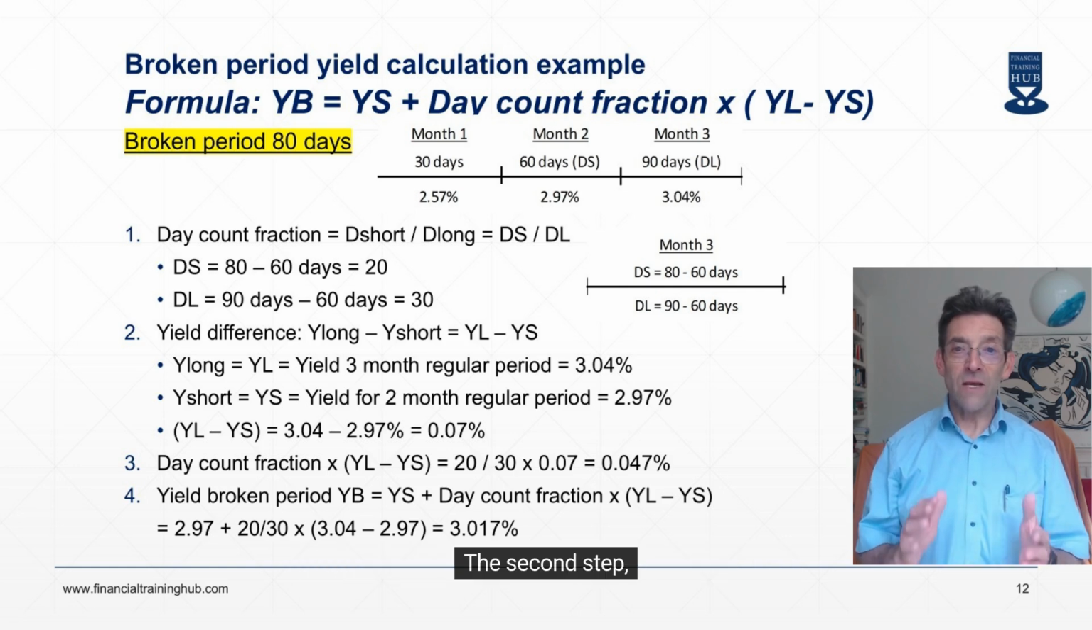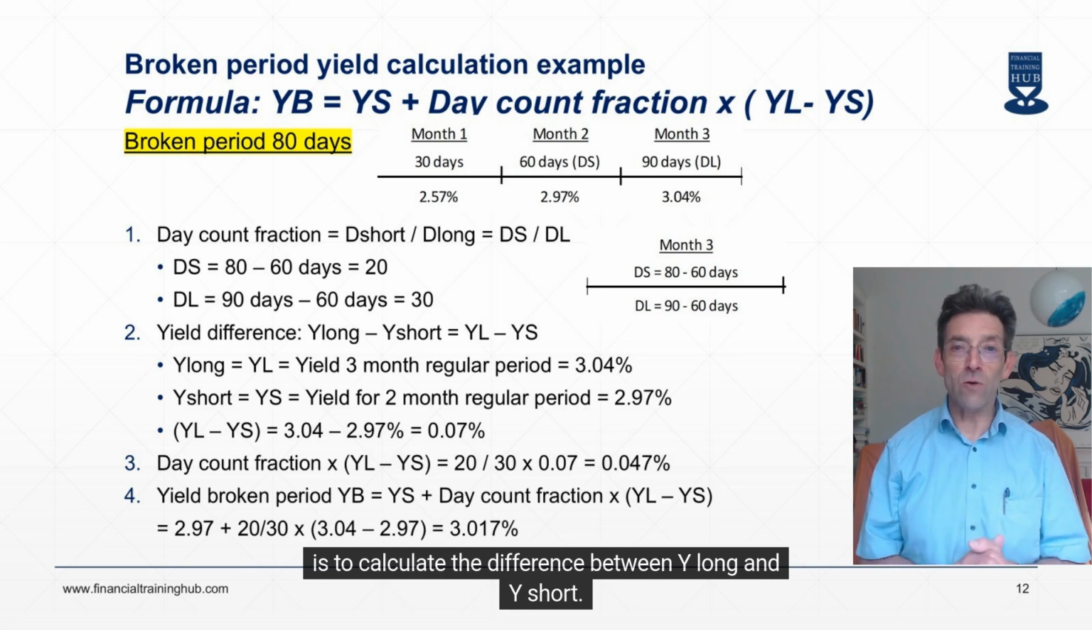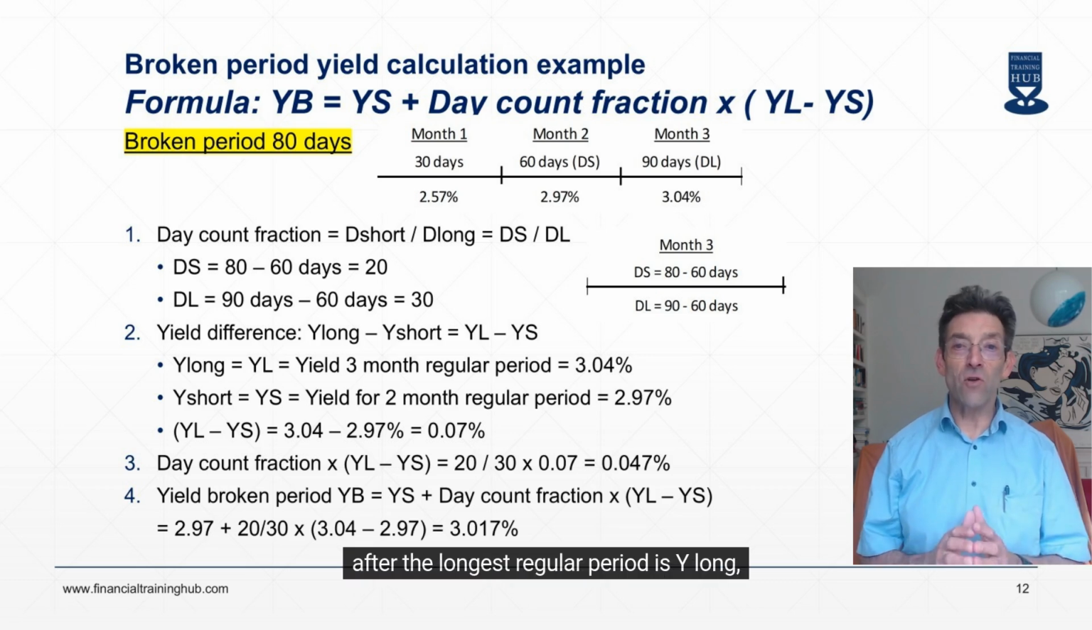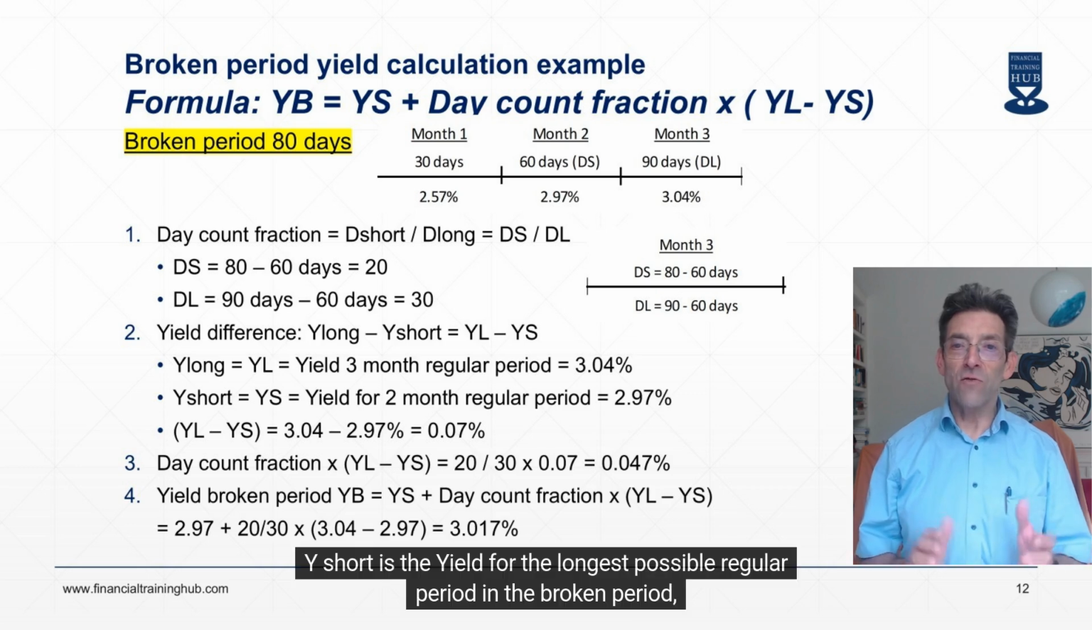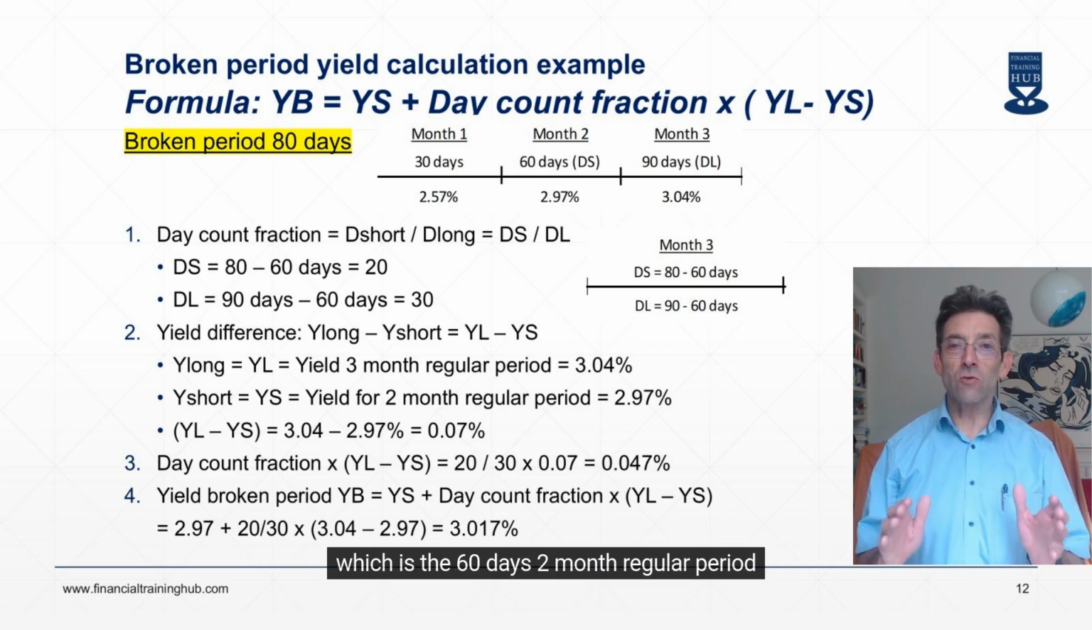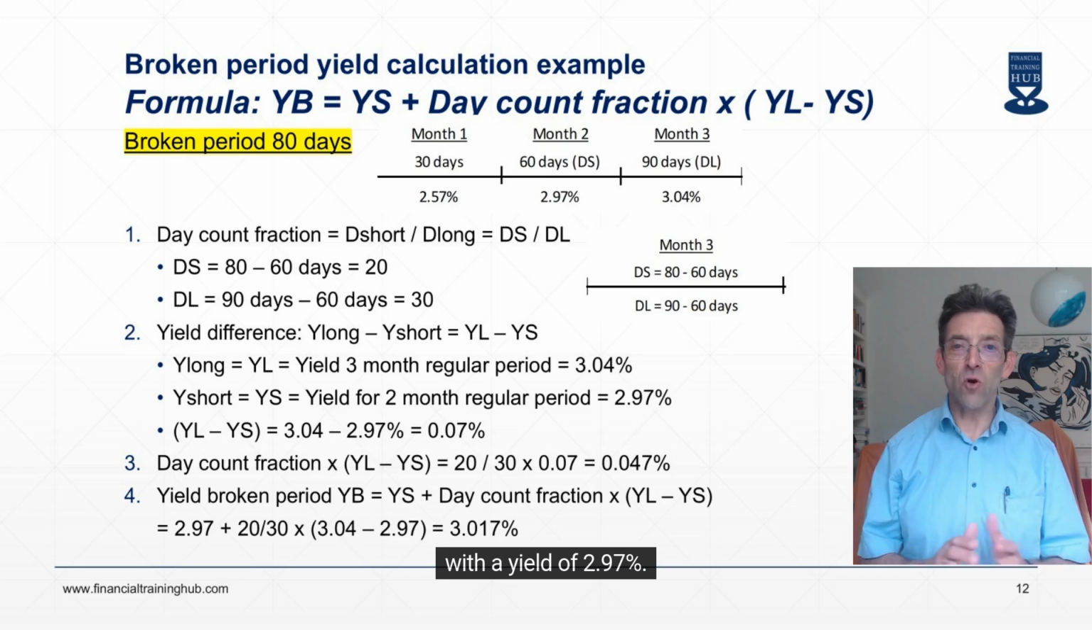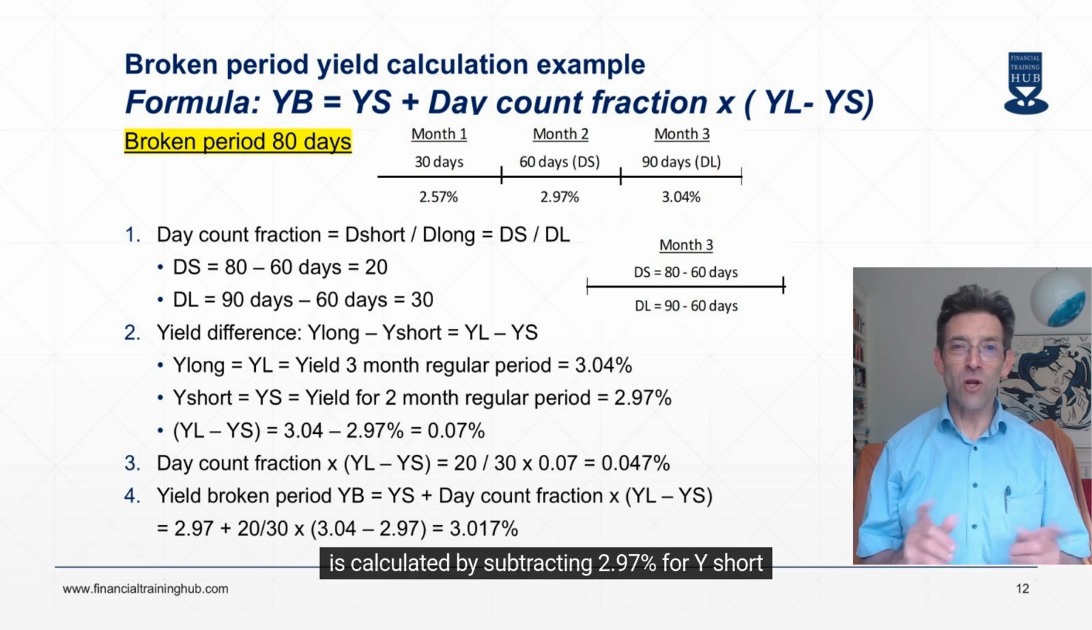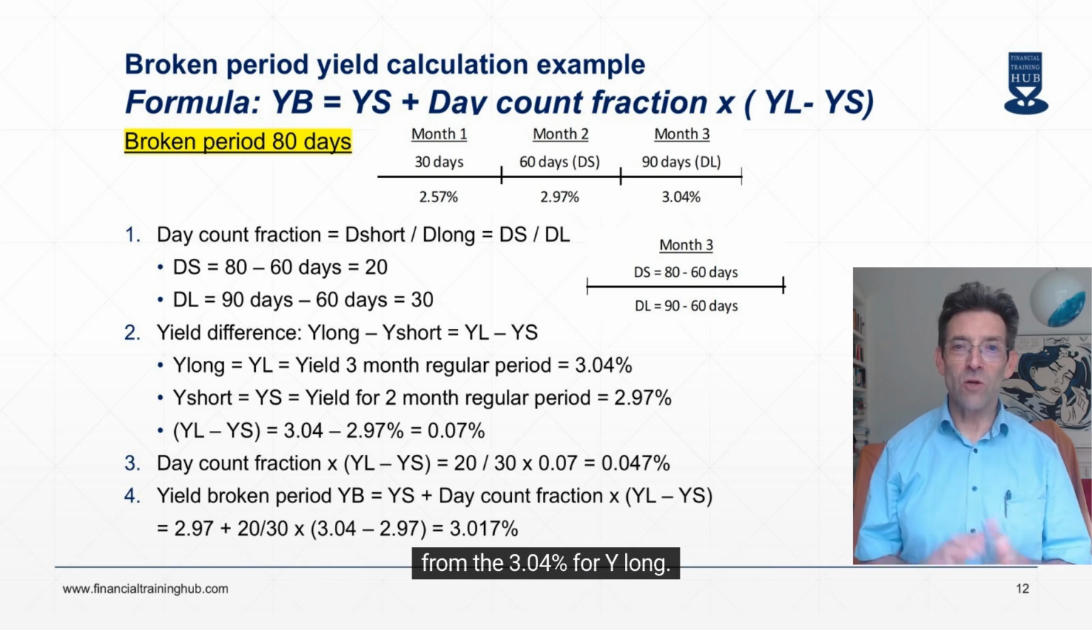The second step is to calculate the difference between Y long and Y short. The yield for the next following period after the longest regular period is Y long, so the 3.04% for 3 months. Y short is the yield for the longest possible regular period in the broken period, which is the 60 days 2 month regular period, with a yield of 2.97%. The difference of 0.07% is calculated by subtracting 2.97% for Y short from the 3.04% for Y long.